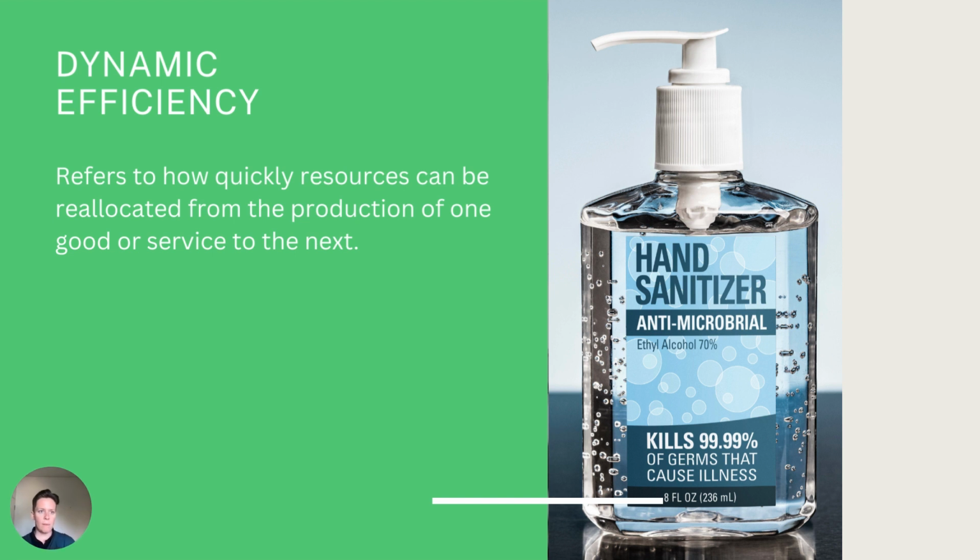All right, the next type of efficiency is dynamic efficiency, which refers to how quickly resources can be reallocated from the production of one good or service to the next. Depending on the demand for goods and services, producers obviously want to respond to that because they ultimately want to maximize their profit. So, you wake up one day and the demand is for good A, and you wake up the next day and the demand has moved to good B. You want to be in a position where, as a producer, you can move your land, labor, capital, and enterprise away from A towards B as quickly as possible because you want to maximize your profits.